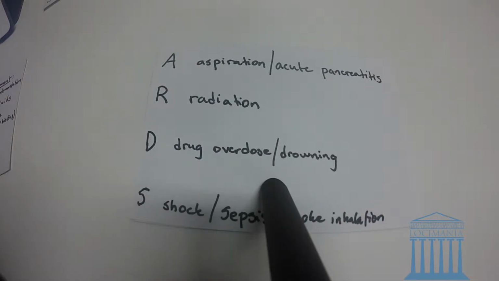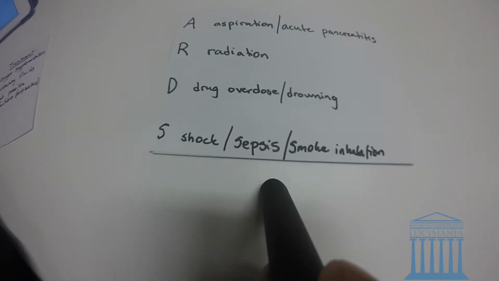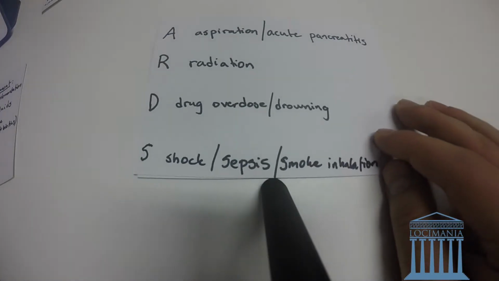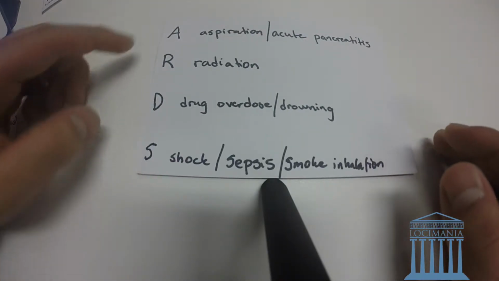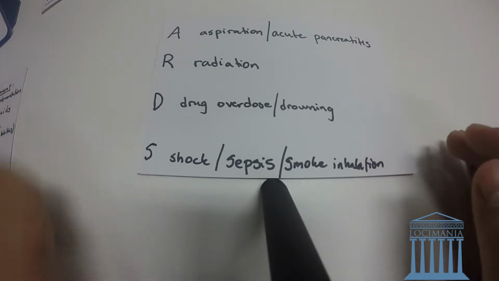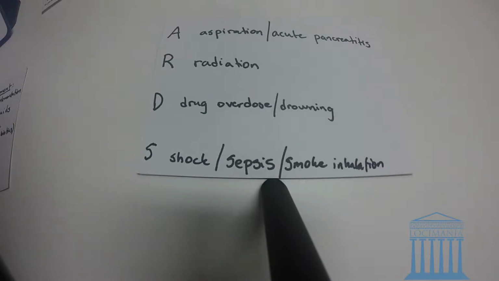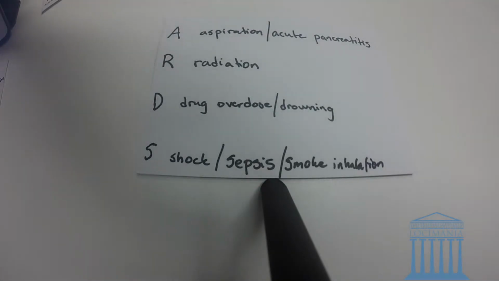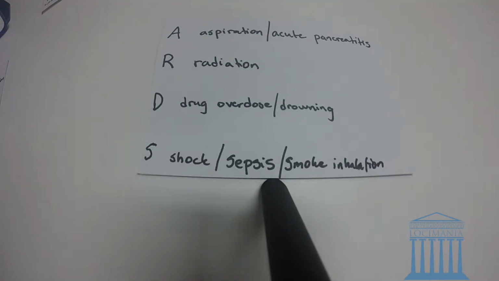A for aspiration, and it happens usually with acute pancreatitis. Then you have R for radiation, D for drug overdose and drowning, and also S for shock, sepsis, and smoke inhalation. So this is a mnemonic for you to remember. Good one. And let's move on to the diagnosis and treatment.